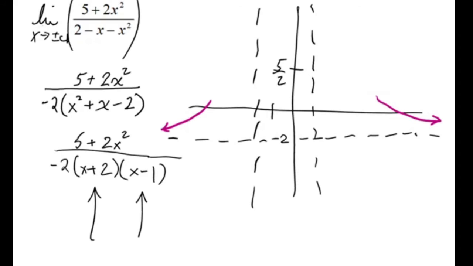Now we can go ahead and use that intercept of y equals 5/2 and see if we can determine what this function is doing. Here's some of the possibilities. The function could be doing that. The function could be doing that. The function could be doing that. Or the function could be doing that.